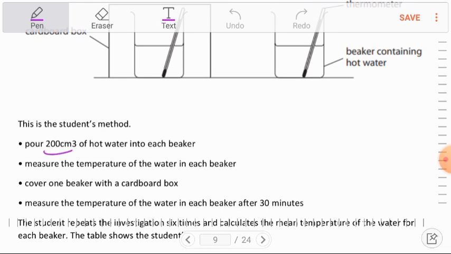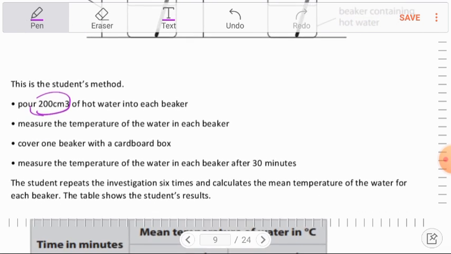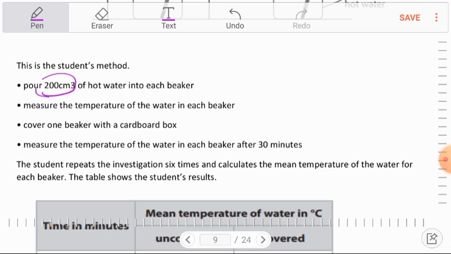Pour 200 cm³ of hot water into the beaker. Measure the temperature of the water in each beaker. Cover one beaker with a cardboard box. Measure the temperature of the water in each beaker after 30 minutes. The student repeats the investigation 6 times and calculates the mean temperature of the water for each beaker. The table shows the student's results.